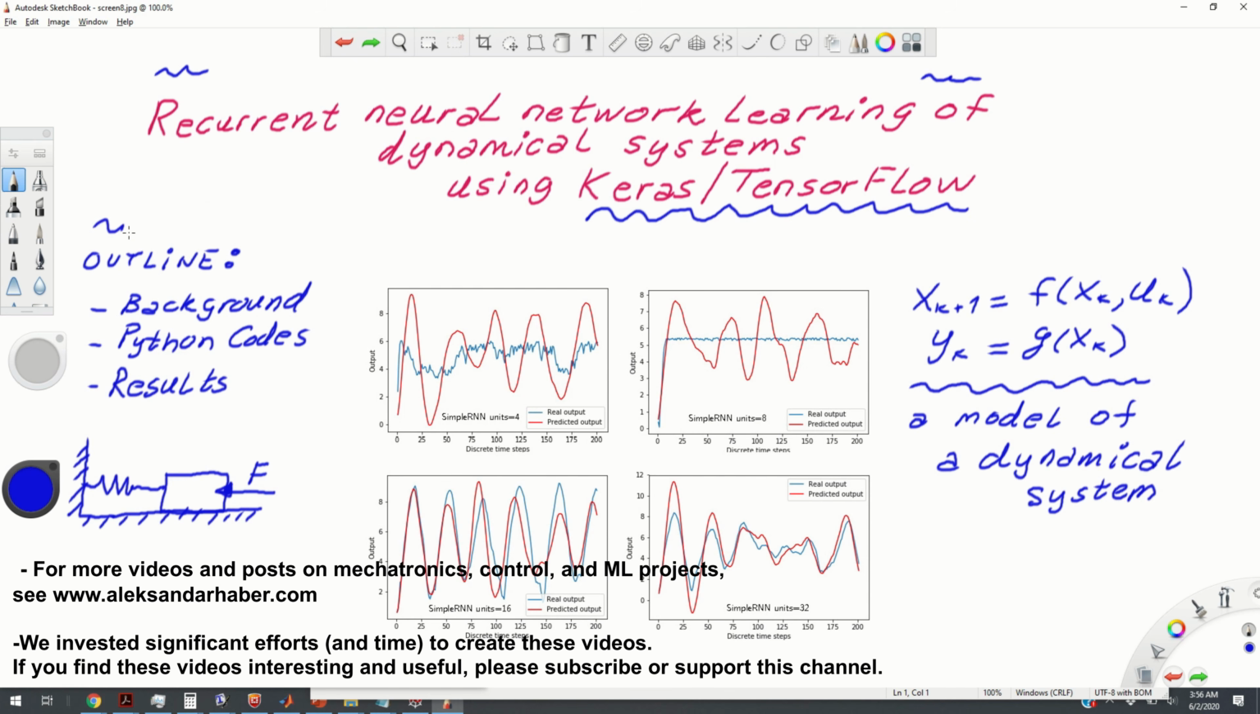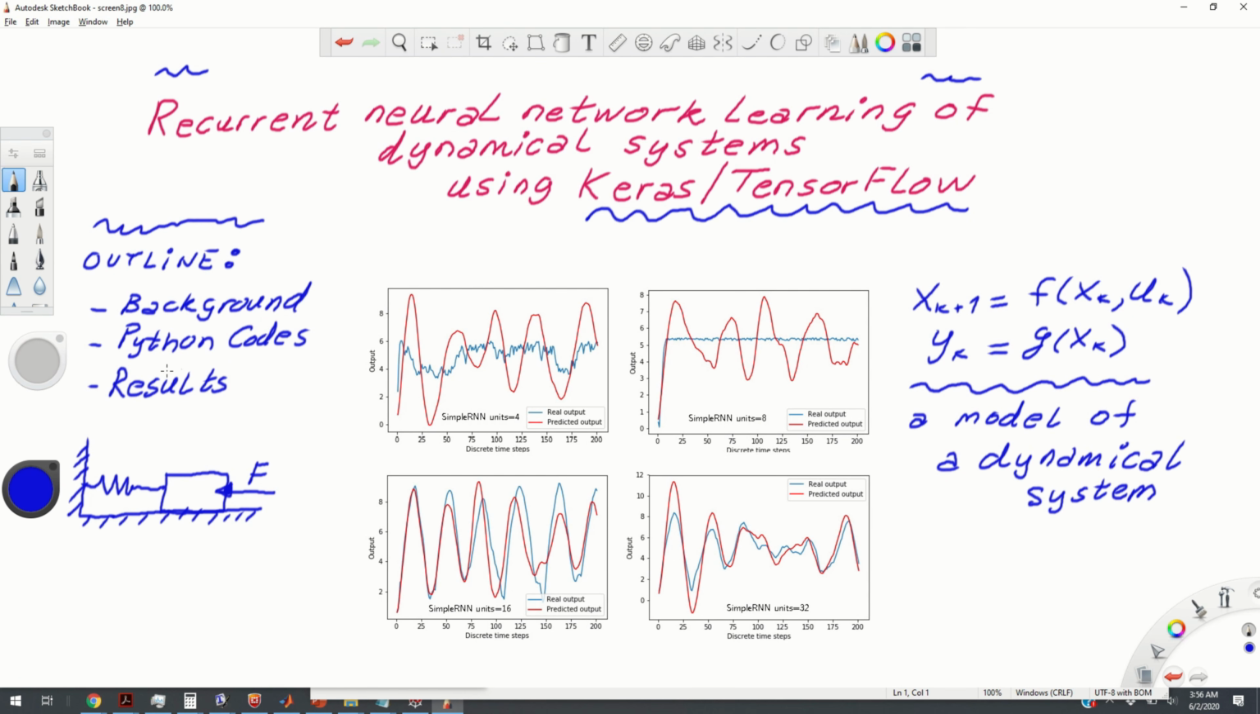Here's a brief lecture outline. First, I'm going to give you some background information on system identification, parameter estimation, and I'm going to relate state-space models with recurrent neural networks. Then I'm going to explain the Python codes I used to estimate the models, and finally I'm going to present you numerical results. I'm going to use a simple example of a mass and spring system.